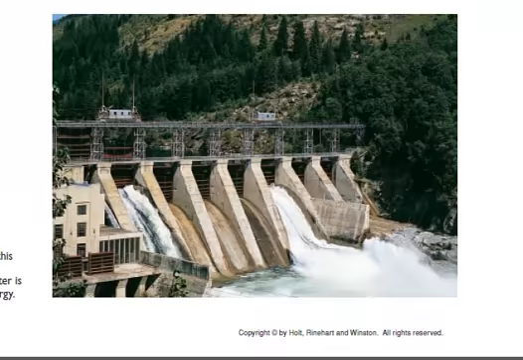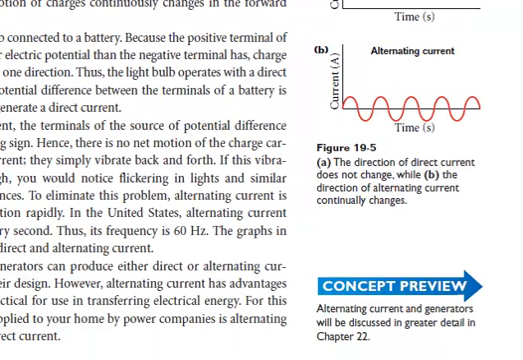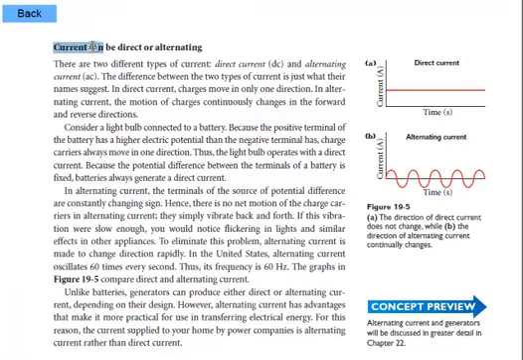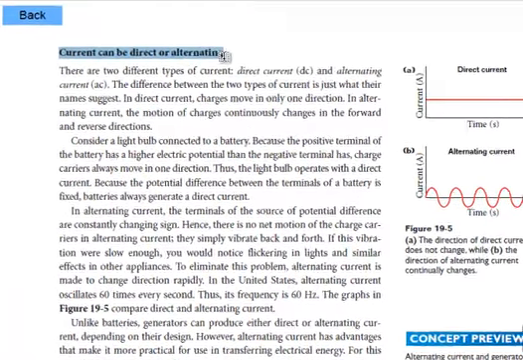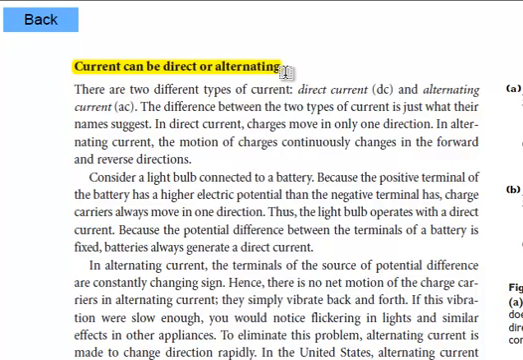Current can be direct or alternating. Know who gives me direct current? Battery. Who gives me alternating current? Generator. Know that direct refers to a single direction of charge motion because there's a single high and a single low electric potential associated with the battery.